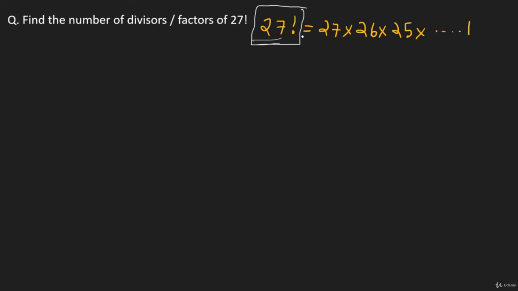If we can do that, then we know how to find the number of factors, right? It's a straightforward thing. The challenge in this question is we should be able to quickly prime factorize 27 factorial. All right, let's do that.